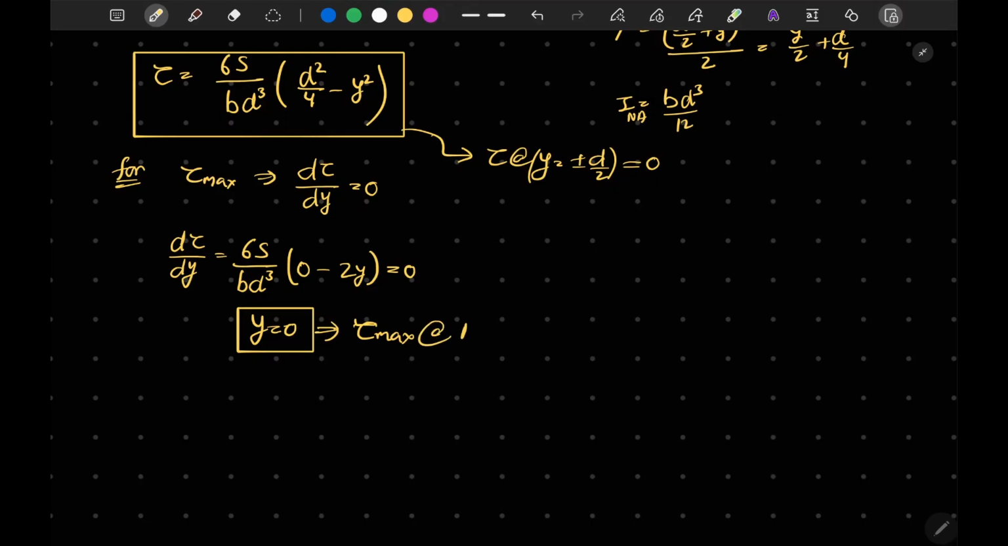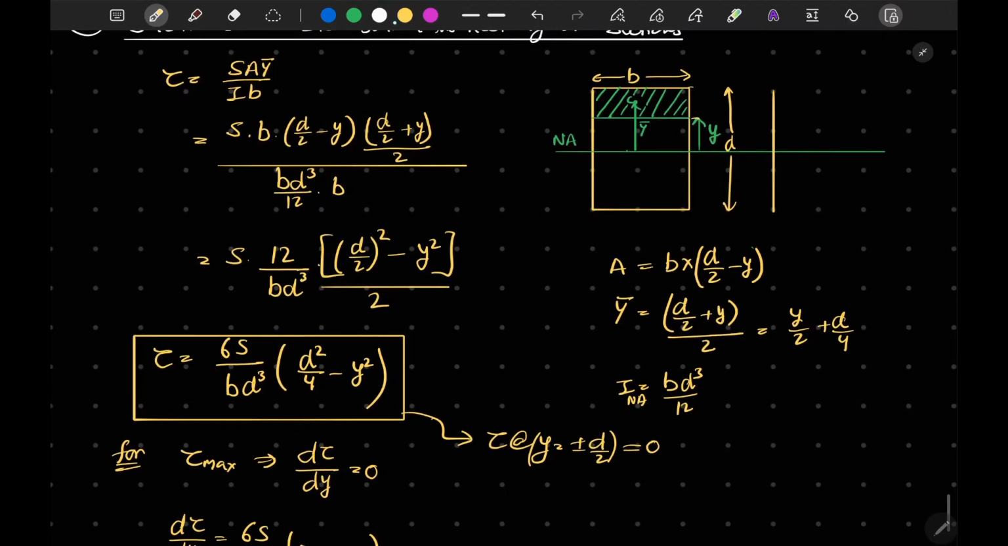So using this equation we can say that tau is maximum at the neutral axis. So if we want to draw the shear stress distribution curve, at y equal to plus minus d by 2 the stress should be 0 and it will be maximum at the neutral axis. So we can draw it like this. This will be our neutral axis, tau max, and this is our stress distribution.